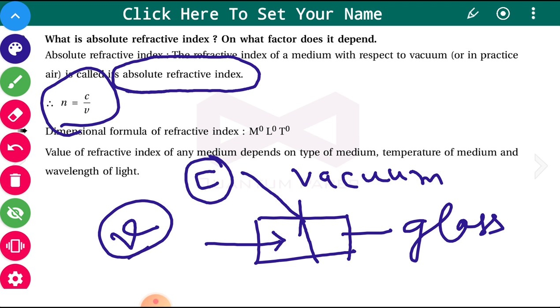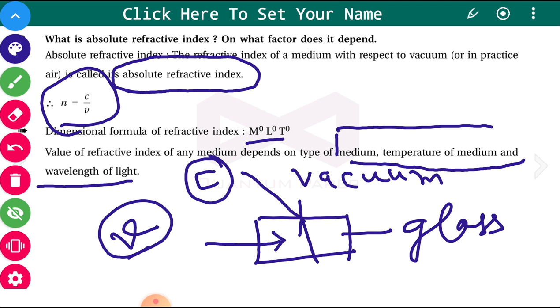It does not have any unit, so the dimensional formula will be M0 L0 T0. The value of the refractive index of any medium depends on the type of medium, the temperature of the medium, and the wavelength of light. So these are the three factors on which the refractive index depends: type of medium, temperature, and wavelength of light.